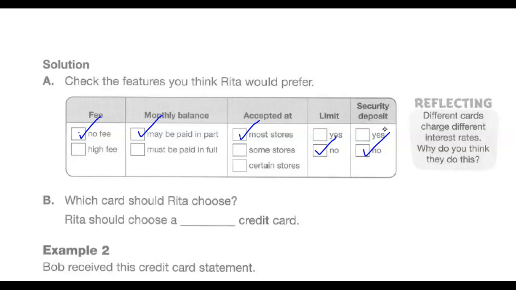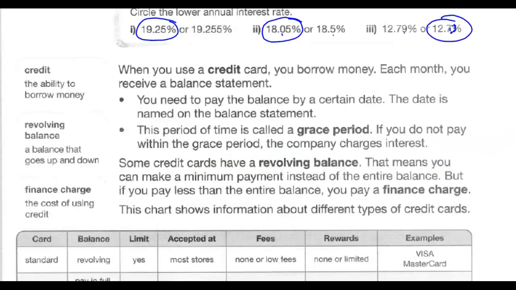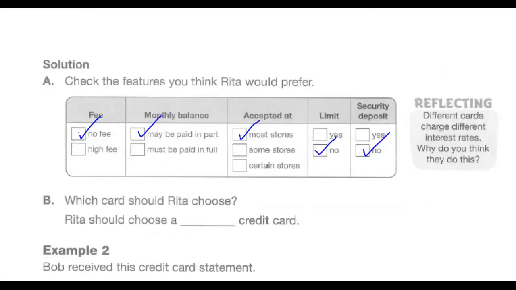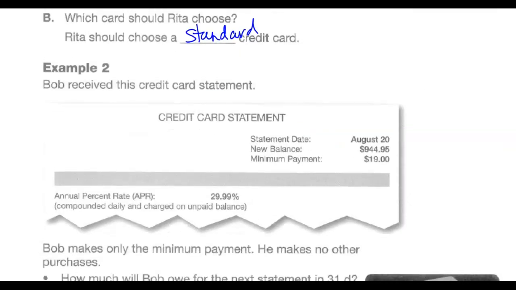So basically, I think if you looked back in here, probably she wants it at most stores, right? She doesn't really want a security deposit, so that would be down to basically the standard. Okay, revolving balance means that she can get away with not paying the whole thing if she really needs to. So a standard credit card would be the best. And then you can use it at any store.